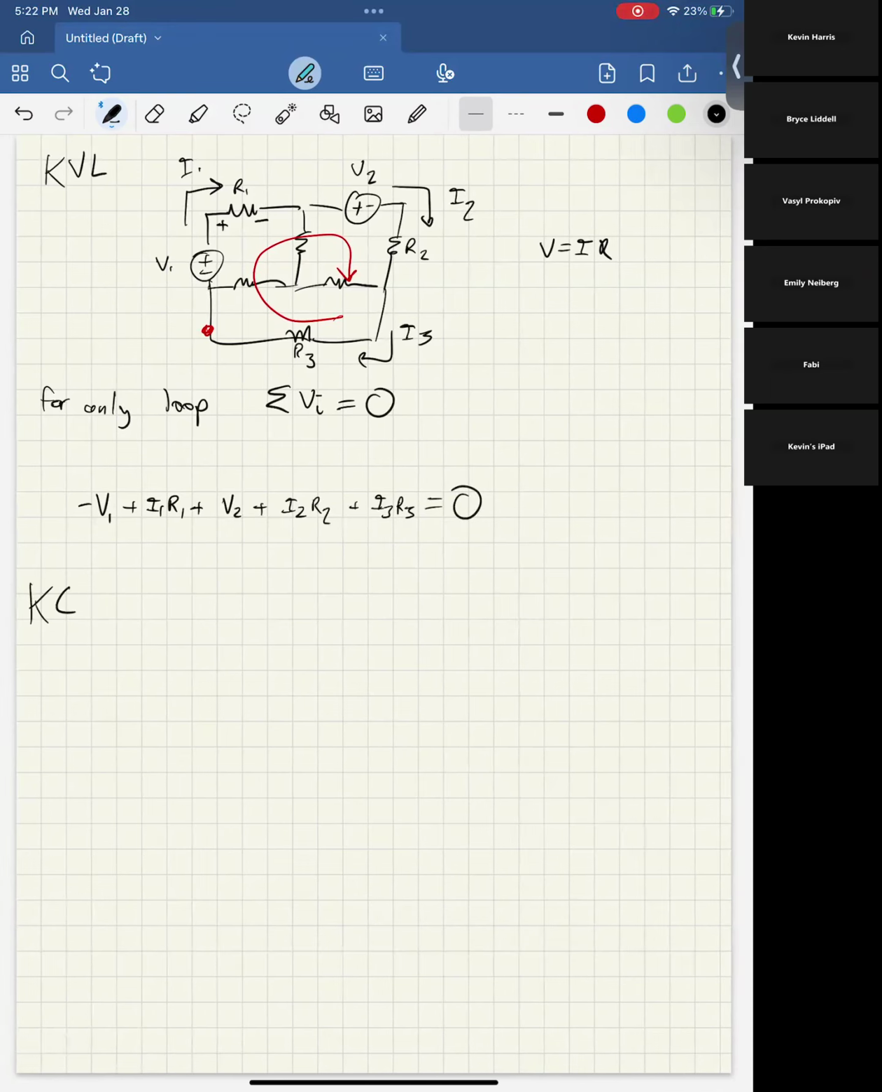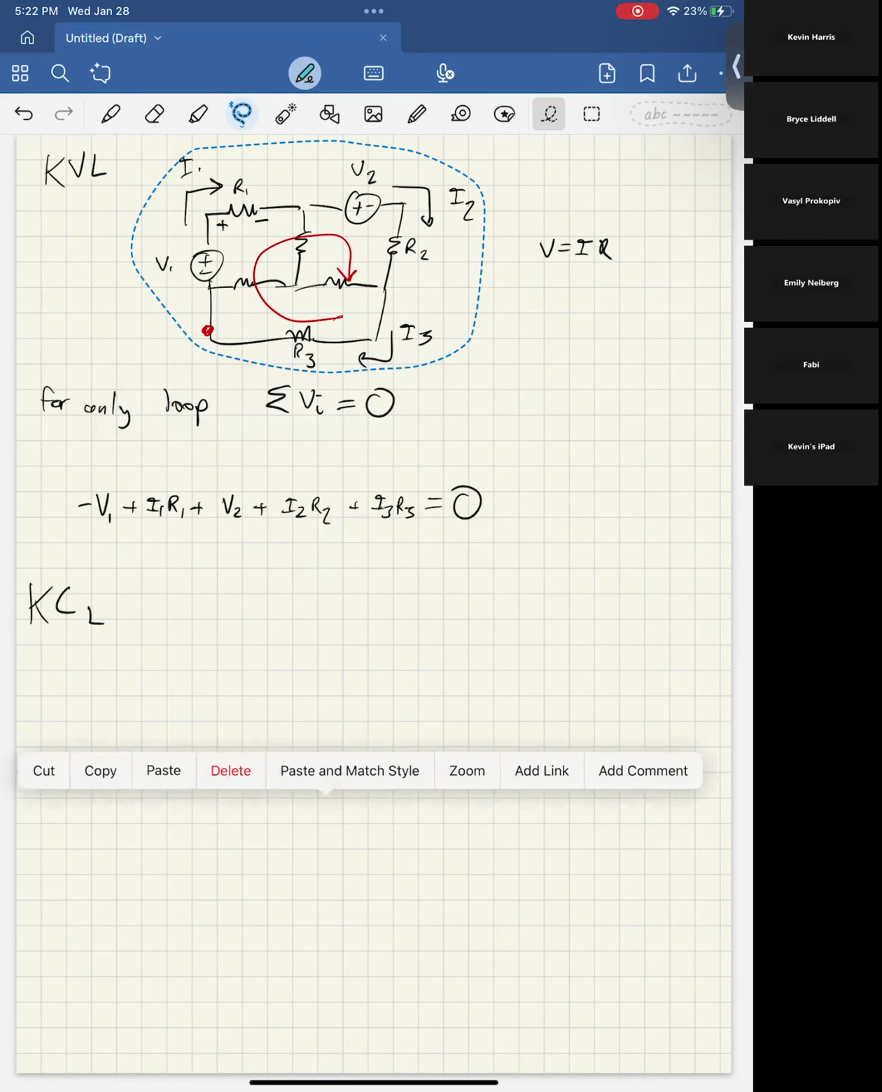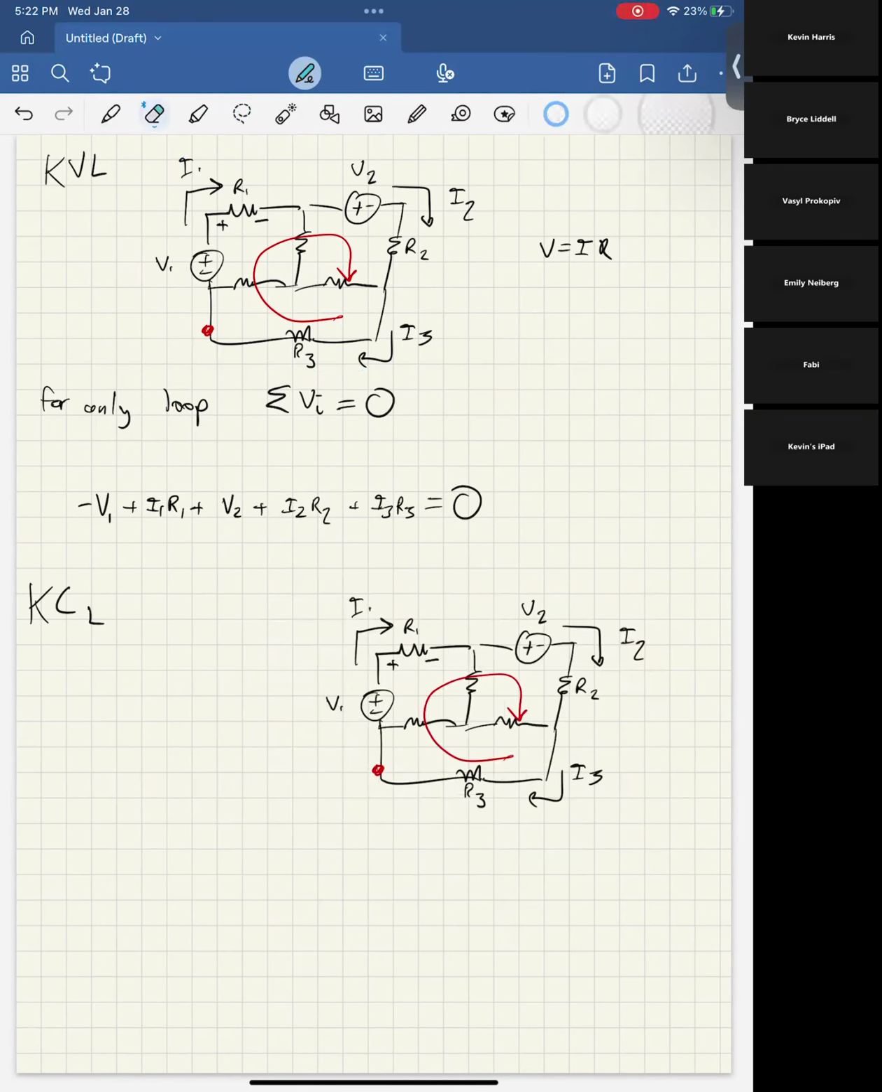Okay, now the counterpart is going to be KCL. I will copy this so I can use it again, because drawing takes time. And I still have quite a bit of time, actually. So we're fine. But anyway, let's erase some of this.